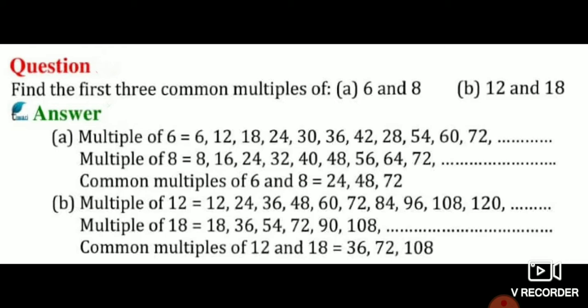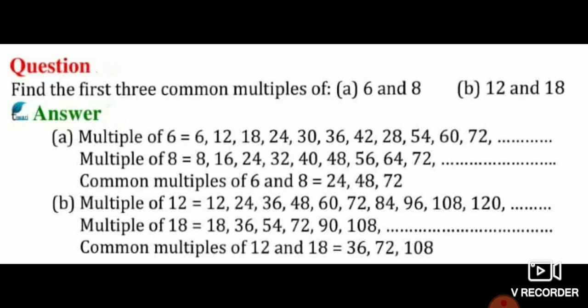Next 12 nines are 108. Next 12 tens are 120, and 120 is a multiple of 12. Therefore the multiples of 12 are 12, 24, 36, 48, 60, 72, 84, 96, 108, 120. These are all the multiples of 12. We have found the multiples of 12 here: 12, 24, 36, 48, 60, 72, 84, 96, 108 and 120.